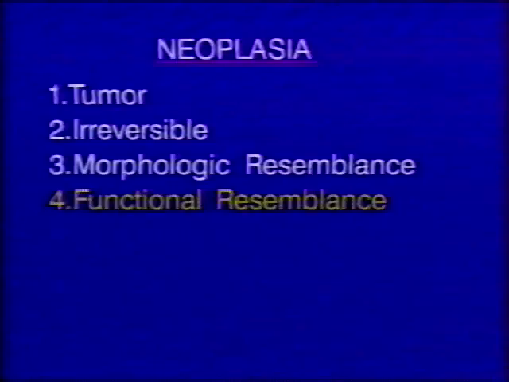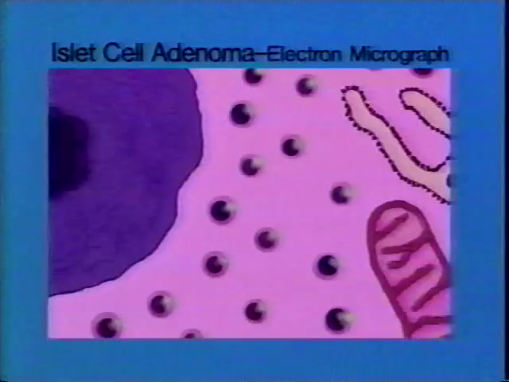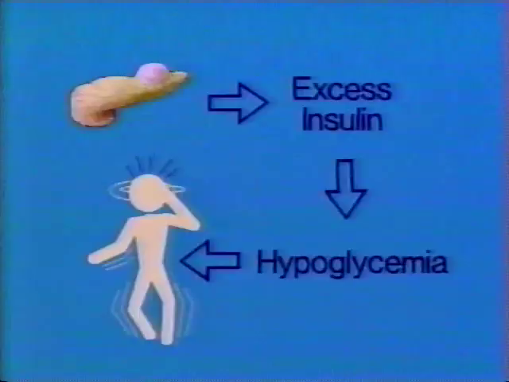Fourth, neoplastic tissue tends to functionally resemble its tissue of origin. Many neoplasms arising within the islet tissue of the pancreas not only resemble islet tissue with light microscopy, they also contain secretory granules ultrastructurally, as demonstrable with electron microscopy. Like their non-neoplastic counterparts, some neoplastic islet cells secrete insulin. The amount of insulin produced by such tumors often exceeds the needs of the host. This results in hypoglycemia, and in turn, headaches, dizziness, and other symptoms.